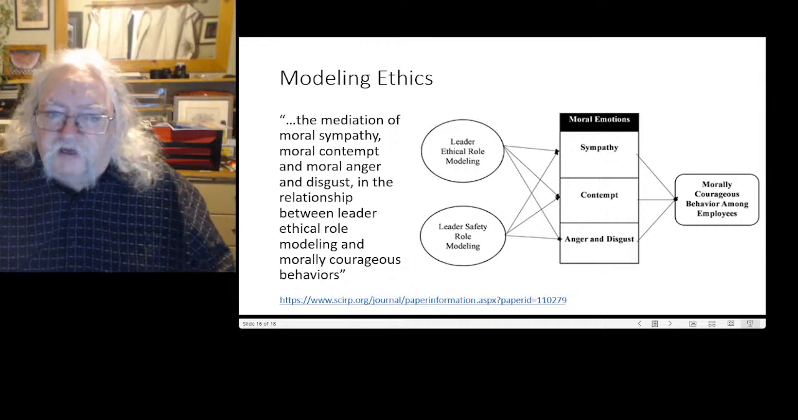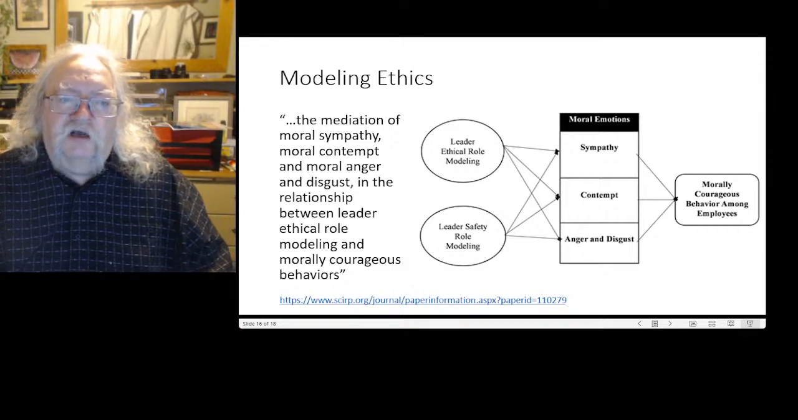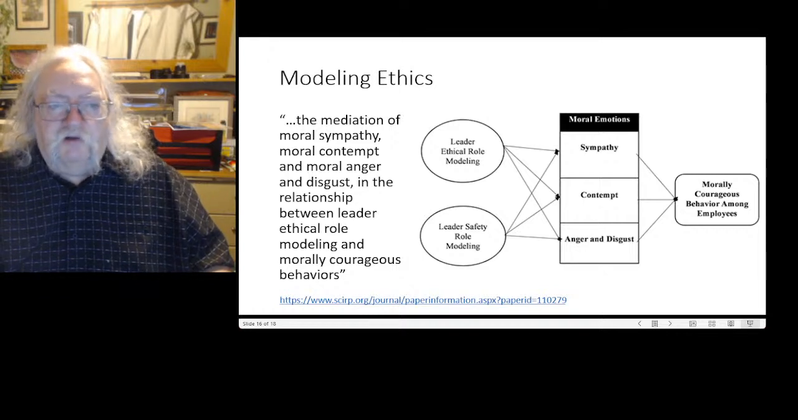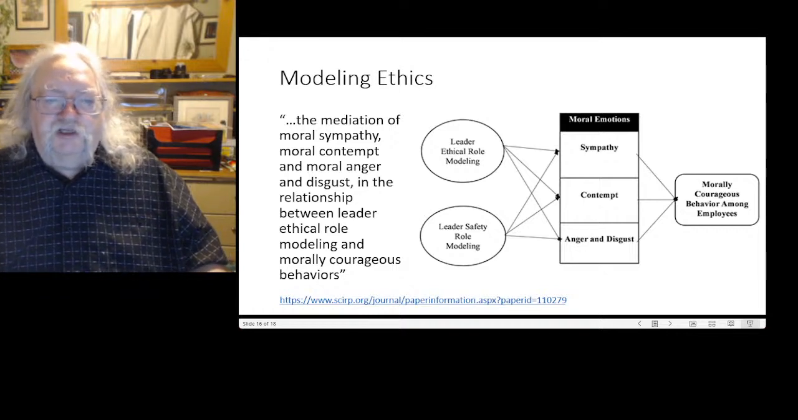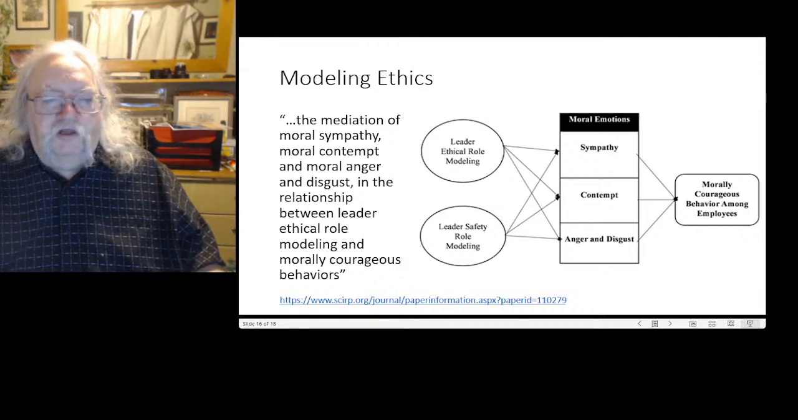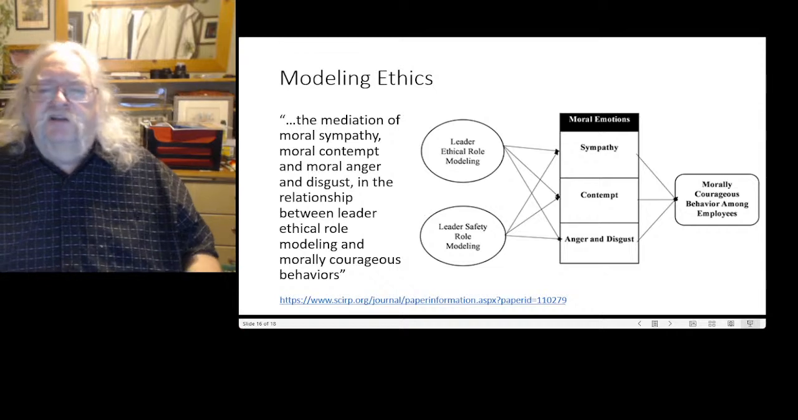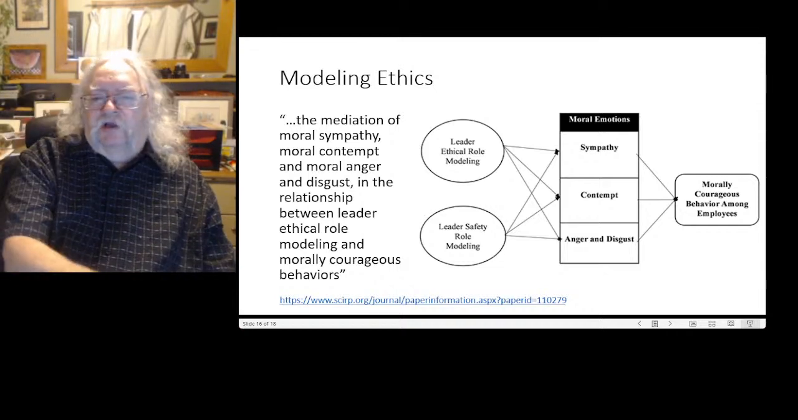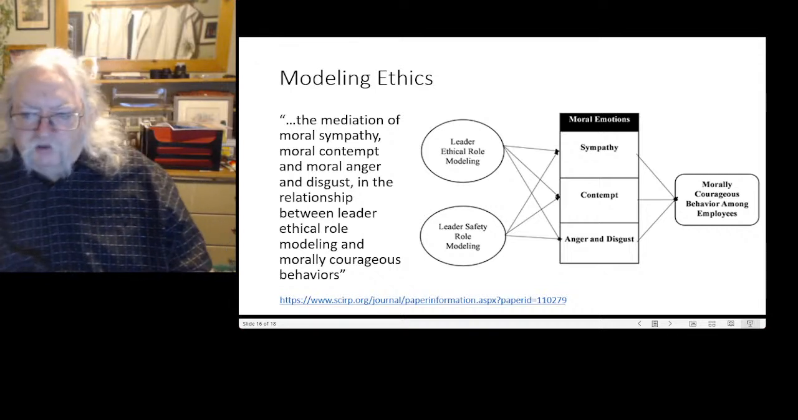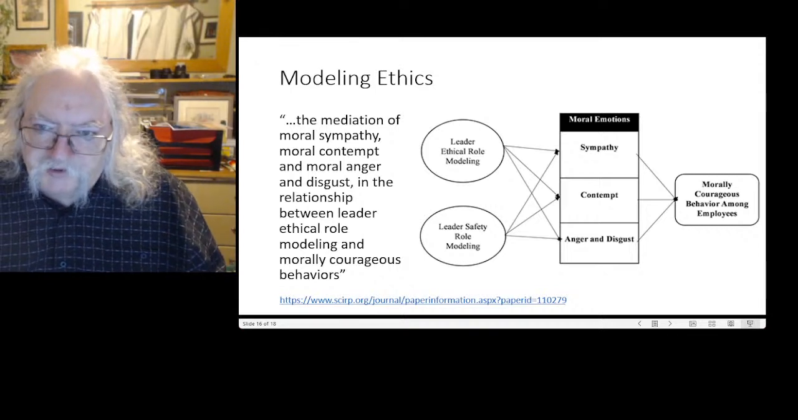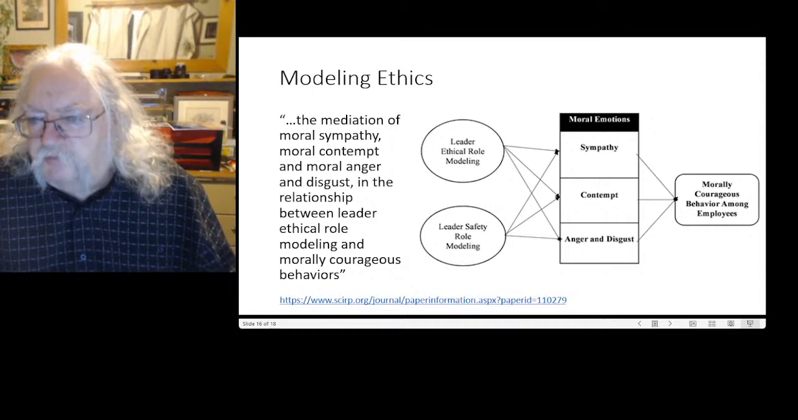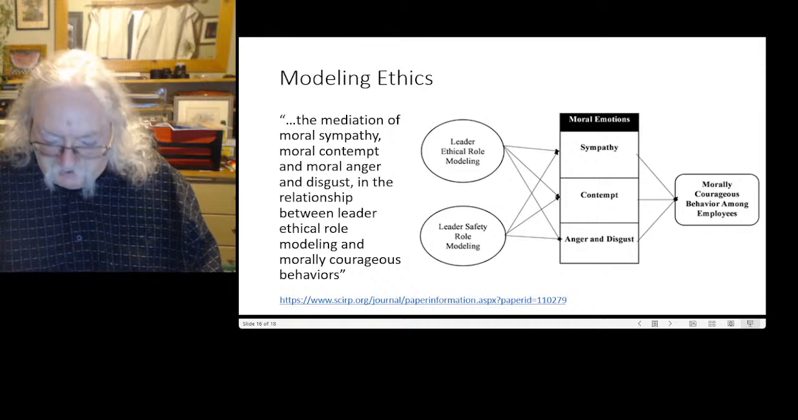However, it also found, and I quote, "the mediation of moral sympathy, moral contempt, and moral anger and disgust in the relationship between leader ethical role modeling and morally courageous behaviors." So there's no direct link between the role modeling of ethical behavior and the morally courageous behavior among employees. But these moral emotions do participate as mediating factors.